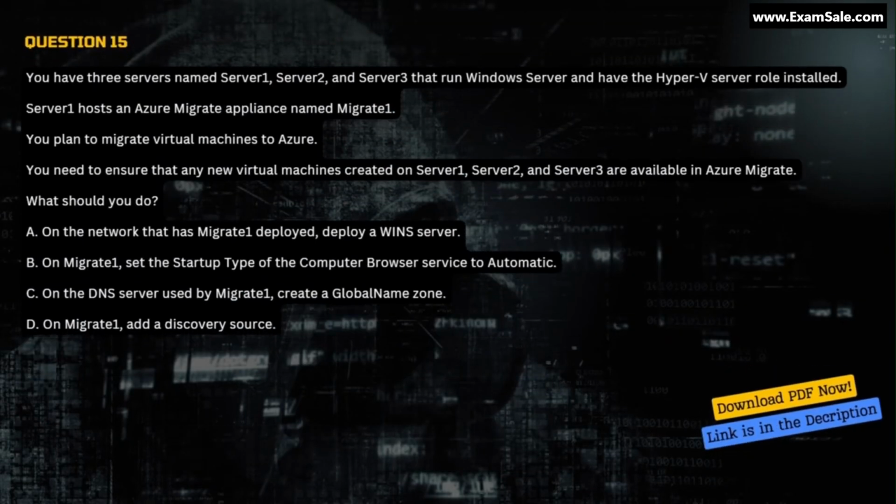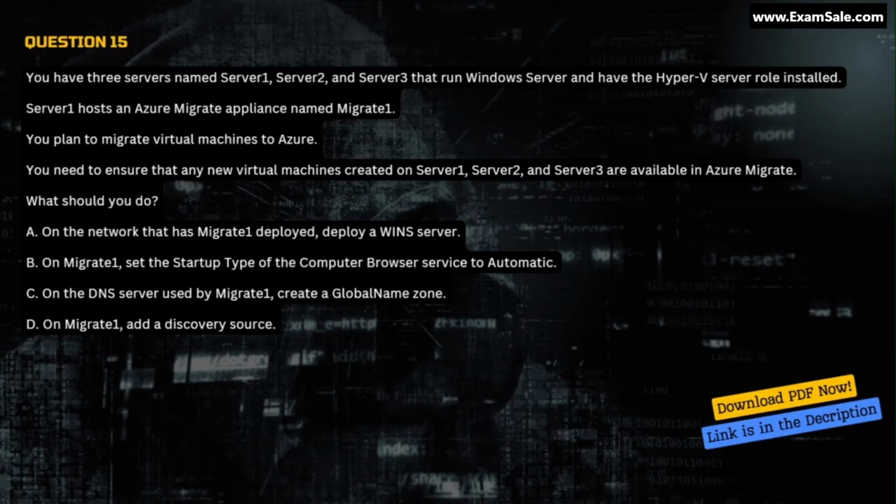Question 15. You have 3 servers named Server1, Server2, and Server3 that run Windows Server and have the Hyper-V server role installed. Server1 hosts an Azure Migrate appliance named Migrate1. You plan to migrate virtual machines to Azure. You need to ensure that any new virtual machines created on Server1, Server2, and Server3 are available in Azure Migrate. What should you do?